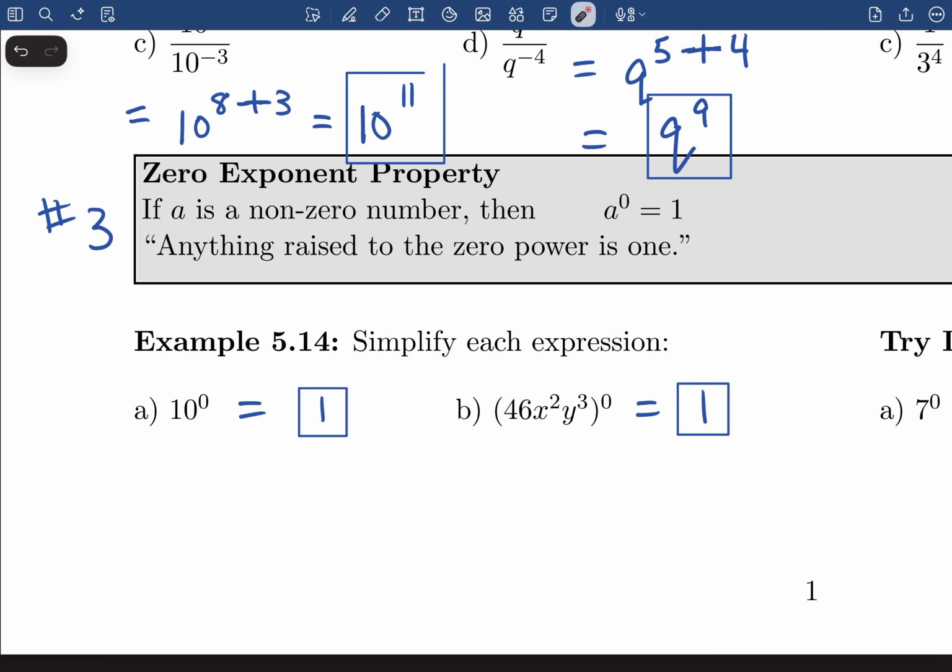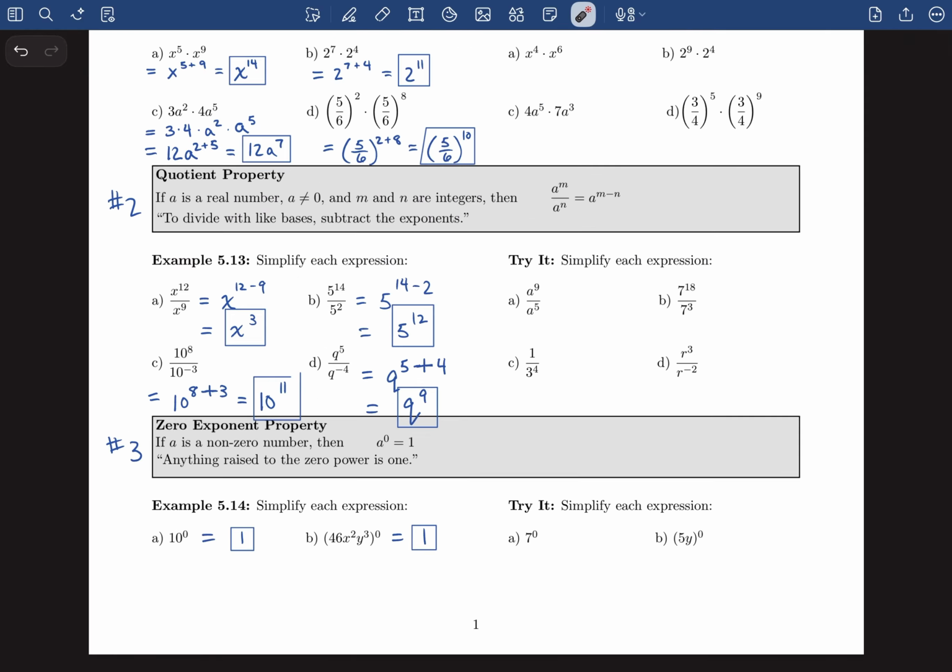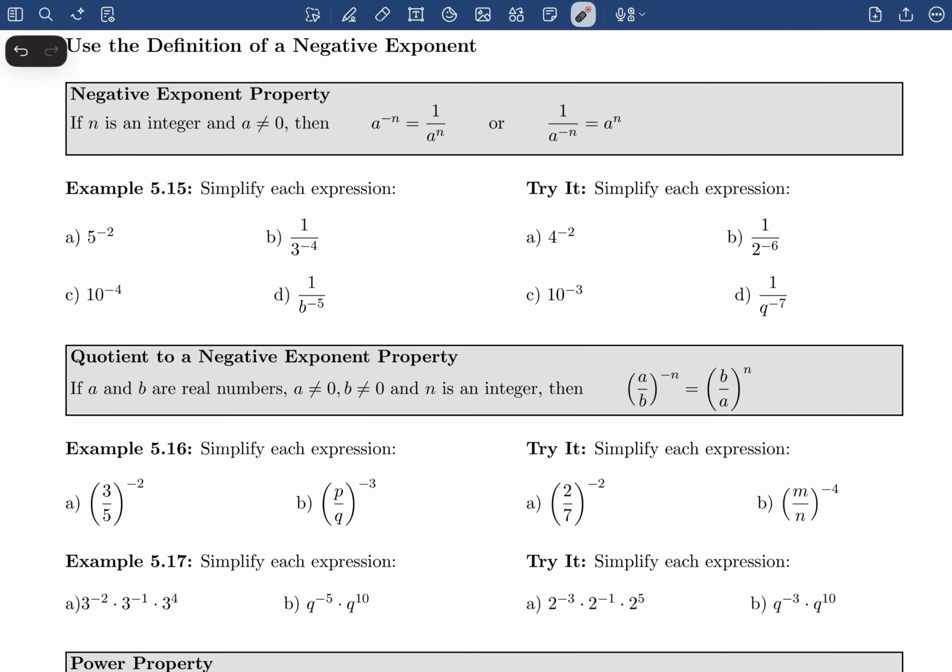So a lot of students forget about this one. This is a great one to have because it's so simple. Taking any base, raising it to the 0 power, will always equal 1. The only exception is when the base a is 0 itself. Okay, so the only exception is if we had 0 raised to the 0 power. That is undefined.